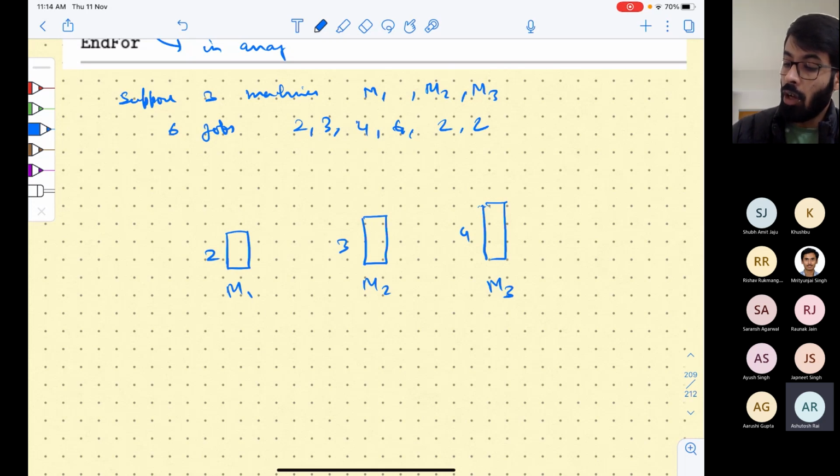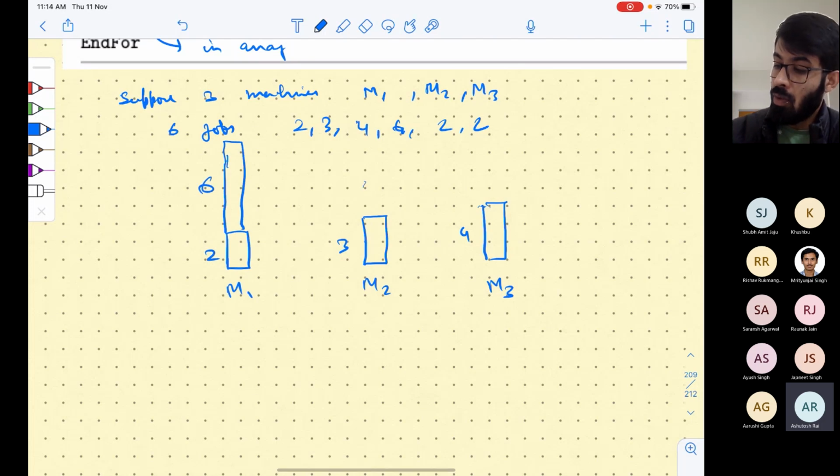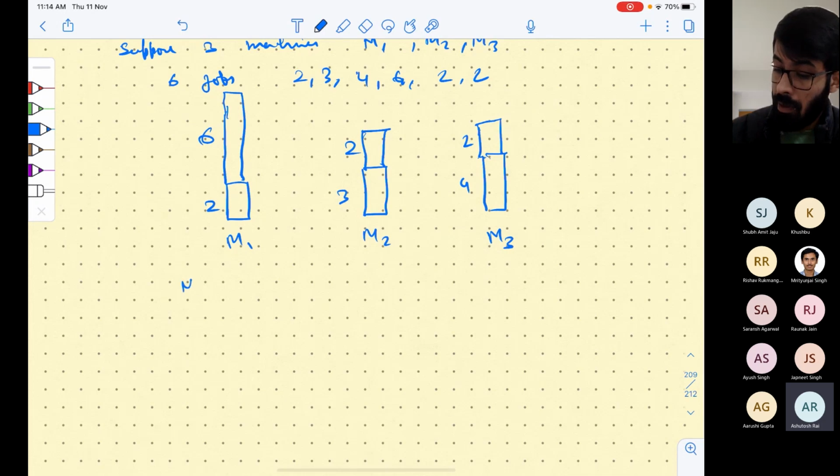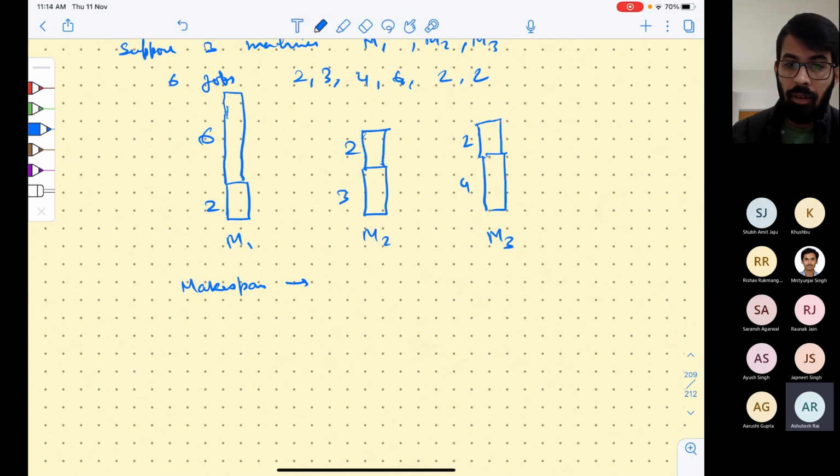Then 6 comes, and now the minimum is M1, so you put it on top of this. This is 6, let's say. This is 2. Now this is the minimum, and then this is the minimum. Right? So what is the makespan here? What is the makespan for this example? 8. 8, right?